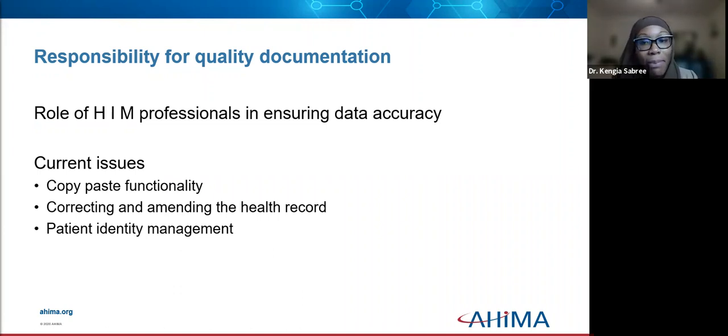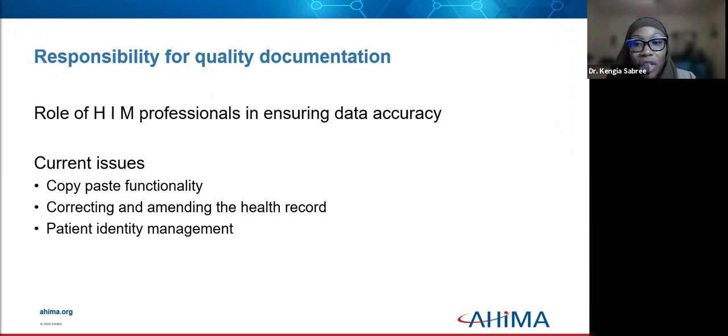And we're going to talk a little bit more about this throughout the chapter. But the HIM professional must ensure that the original entry in the health record is preserved when changes are made to the health record. So many systems allow various mechanisms for correcting of entries in the health record. And the HIM professional must be involved in the process of how these functions are enabled and how they're monitored.